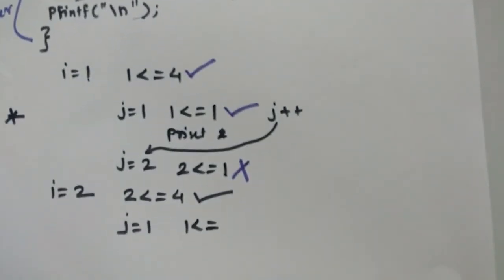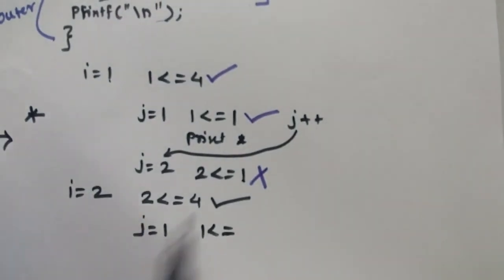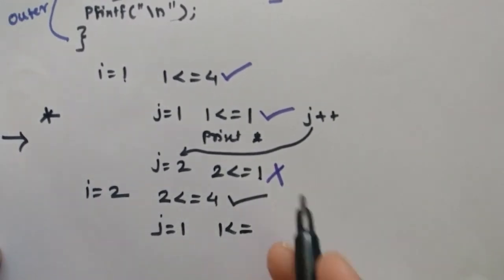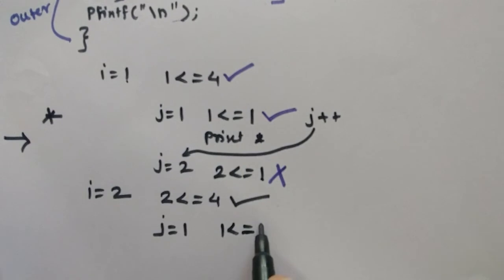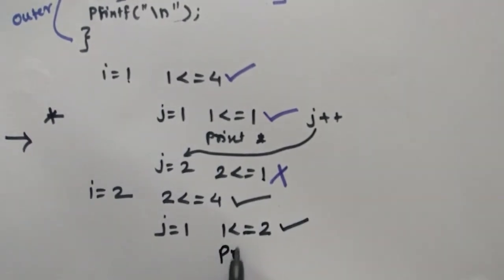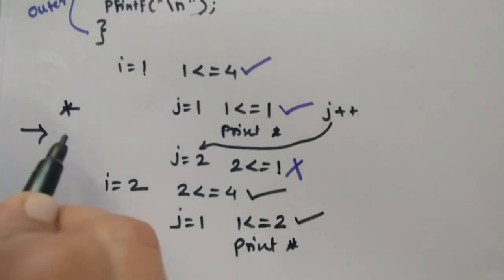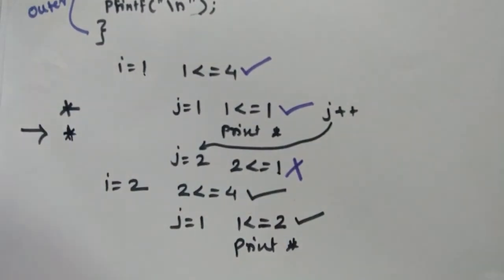So for this, let's see here. I equals to 2, 2 less than equals to 4. And j equals to 1, 1 less than equals to 2. Yes, it is also correct. So print 1 star. So you will get one more star. Write this star here. And then j plus plus, so j value is now 2.